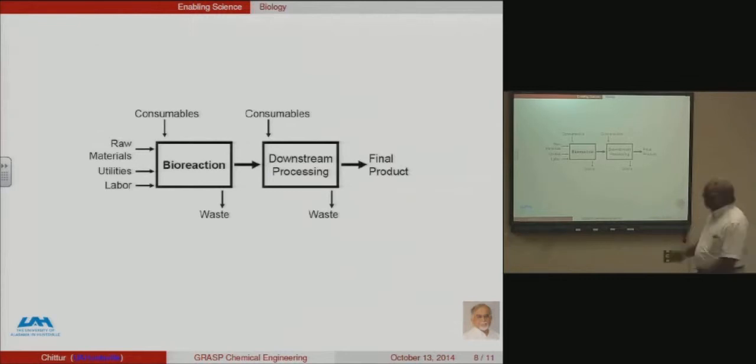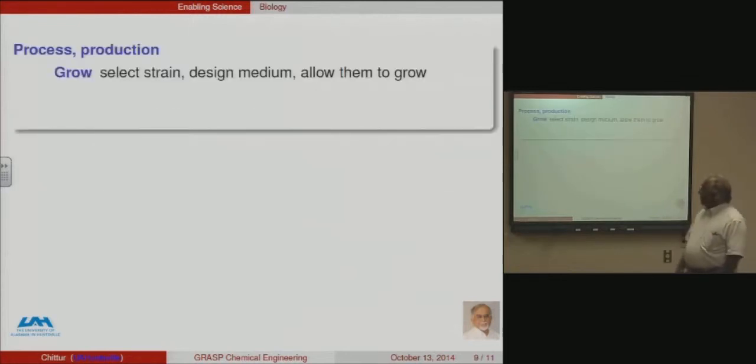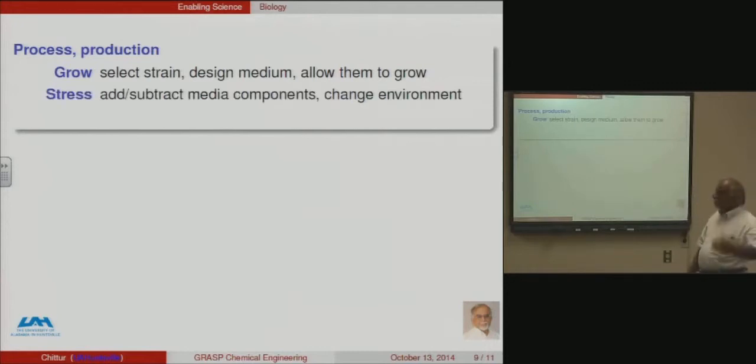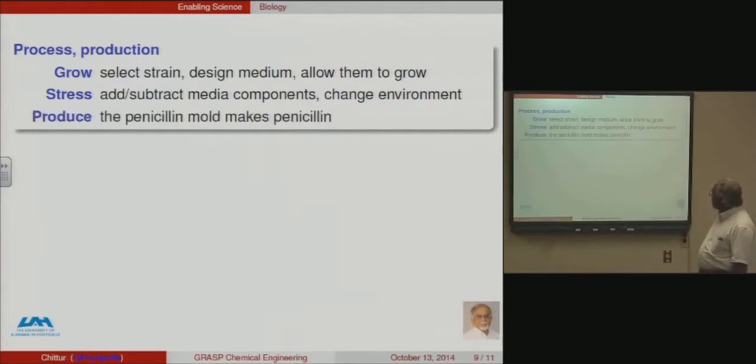So this is a simplified diagram of what a production process might look like for, say, a chemical like penicillin. So again, process production: you select the strain, design the medium, allow them to grow, you stress the culture, if you will, make penicillin, and you recover the penicillin.